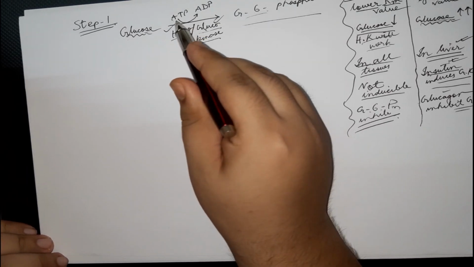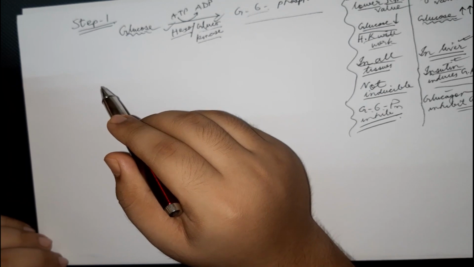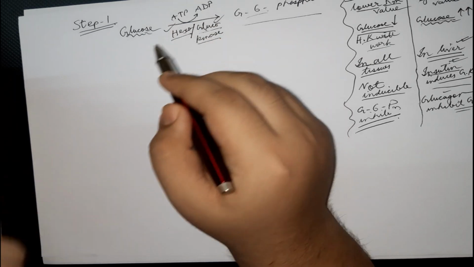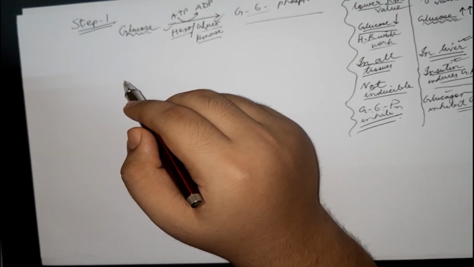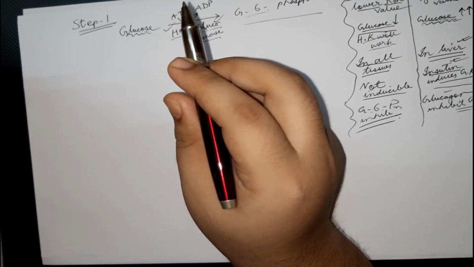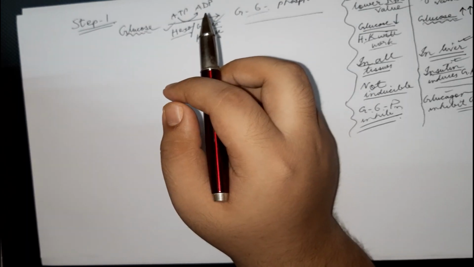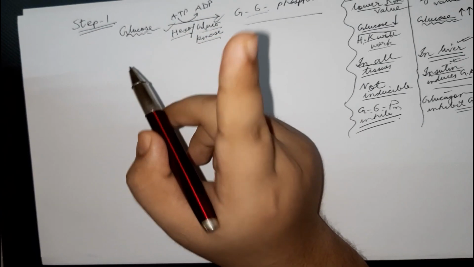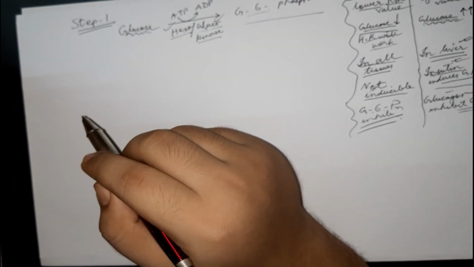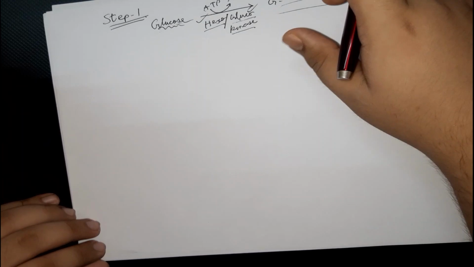Now obviously one molecule of ATP is being utilized here and ADP is being formed. So glucose is being phosphorylated to form glucose 6-phosphate, and this is an irreversible step. Whether a particular step of glycolysis is reversible or irreversible is very important and should be kept under consideration. Now let's talk about the second step. The first step was pretty important, that's why I took so much time.